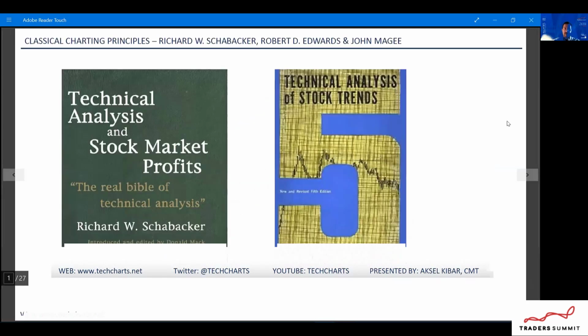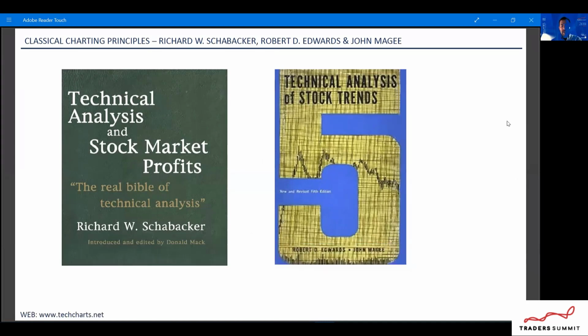Okay, so as you mentioned, classical charting principles, the Bibles: Technical Analysis and Stock Market Profits. I really enjoyed this book as well. Richard Schabacker's, and the other book is Technical Analysis of Stock Trends, Edwards and Magee. Now, the first one, I think, Aksel, was written in 1932? The one by Schabacker, and then they modernized it, Edwards and Magee, in the 40s or 50s? Yeah. Okay, but the root of Edwards and Magee is Schabacker's work.